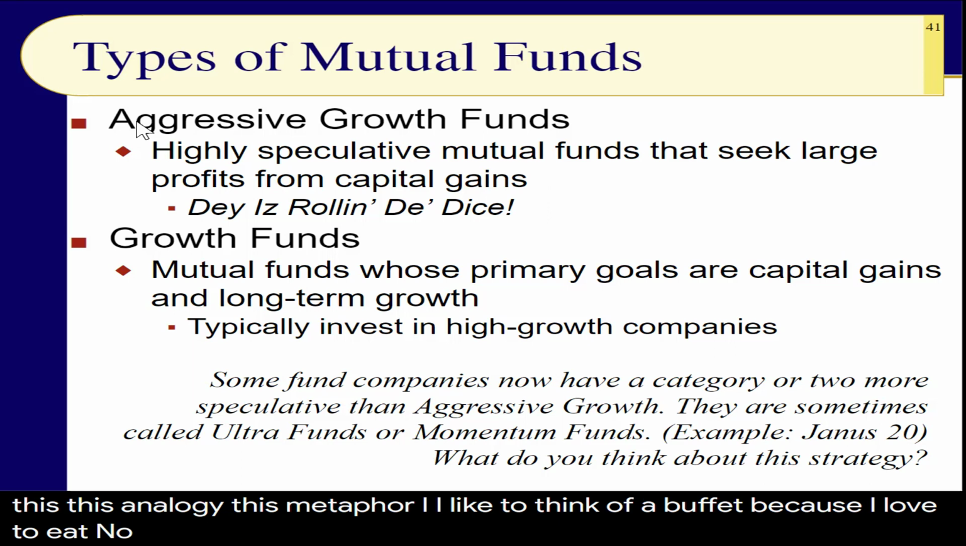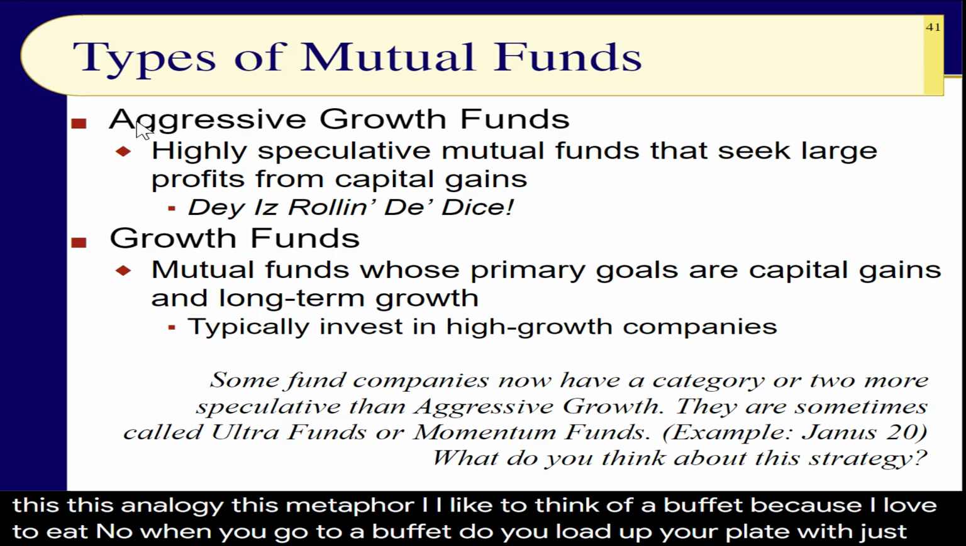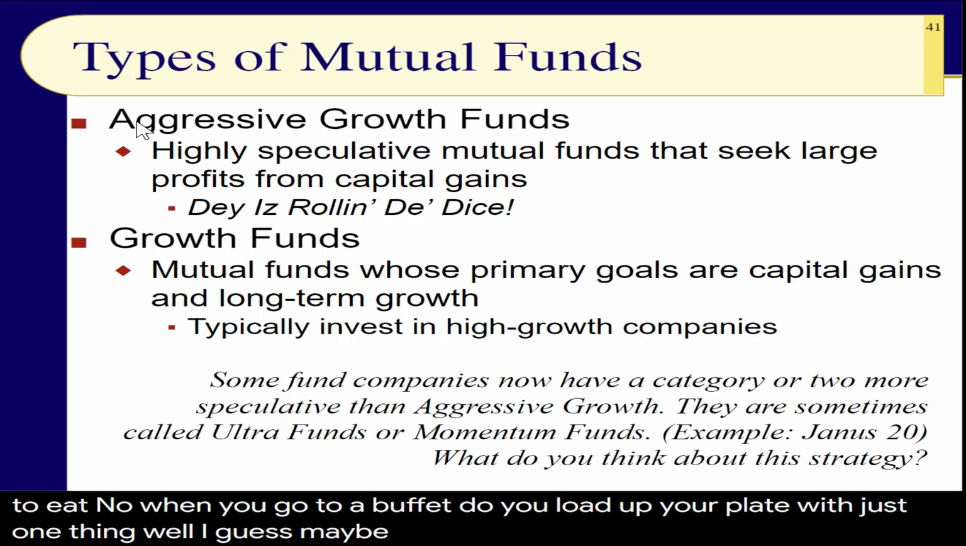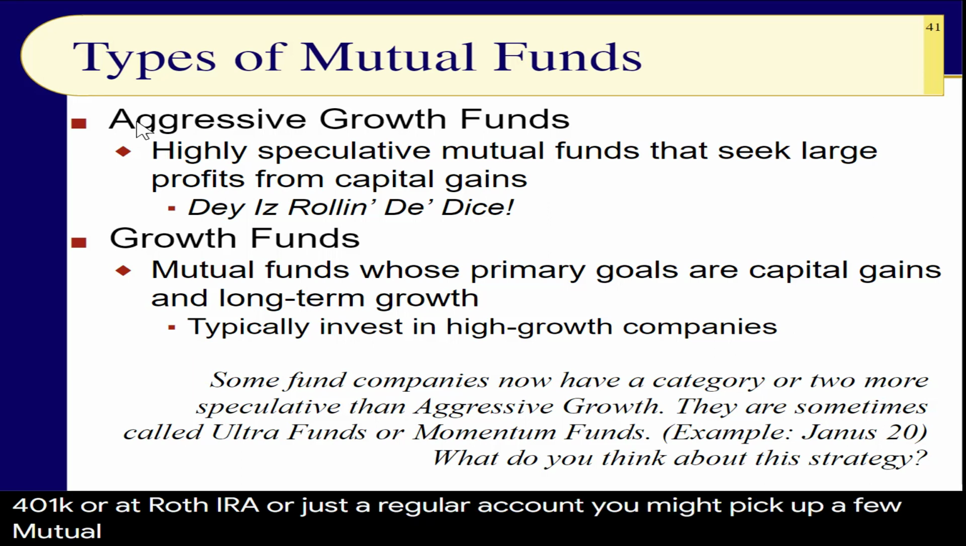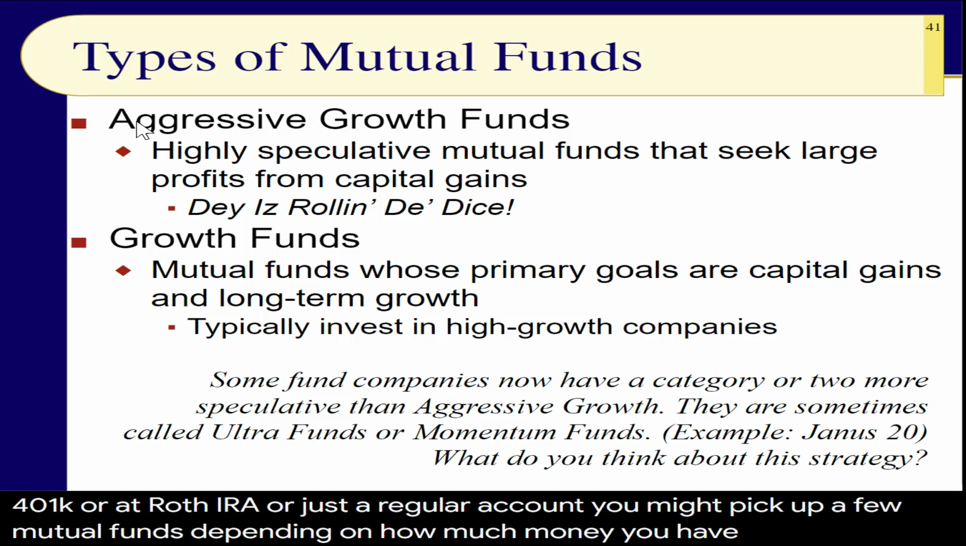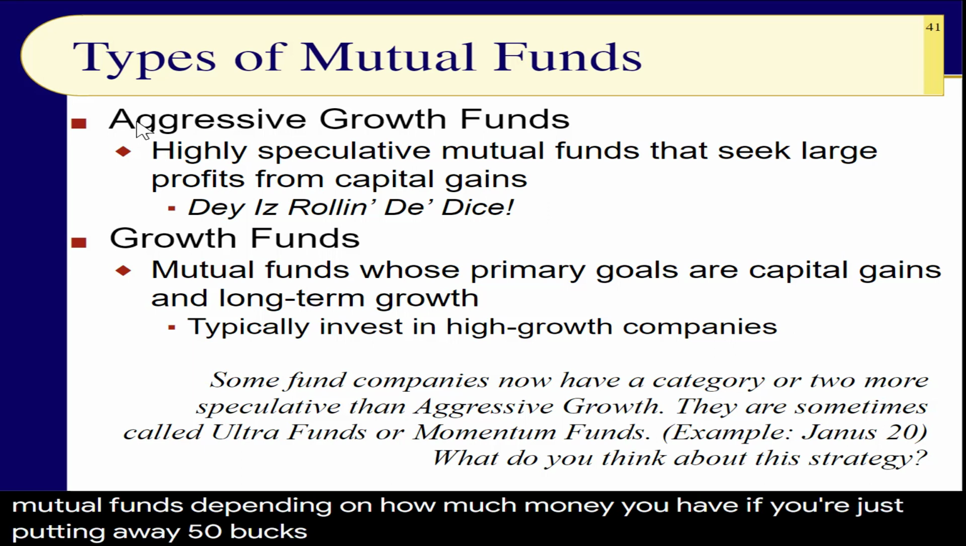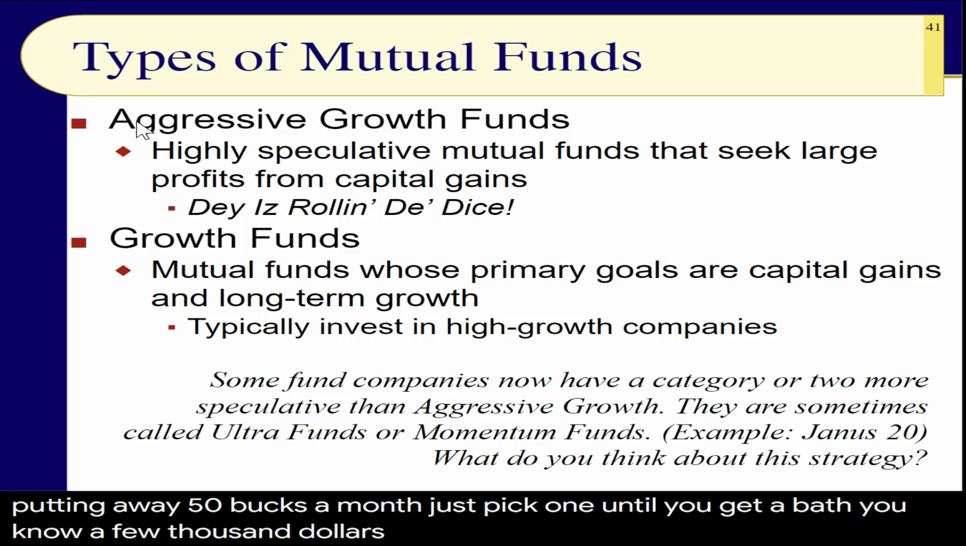When you go to a buffet, do you load up your plate with just one thing? Well, I guess maybe some people do, but no. If you have a 401k or a Roth IRA or just a regular account, you might pick a few mutual funds, depending on how much money you have. If you're just putting away $50 a month, just pick one until you get a few thousand or 5,000. It's very subjective and variable from person to person.